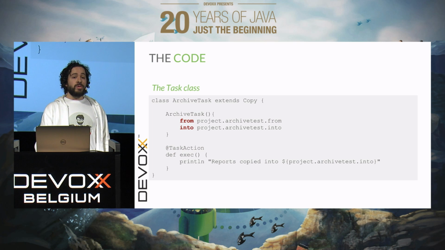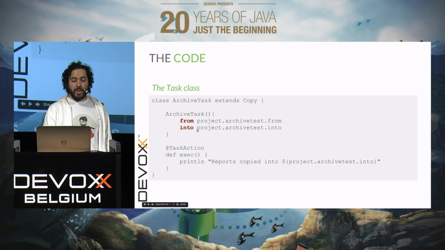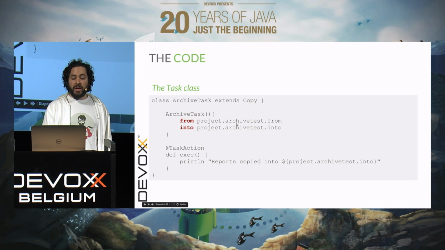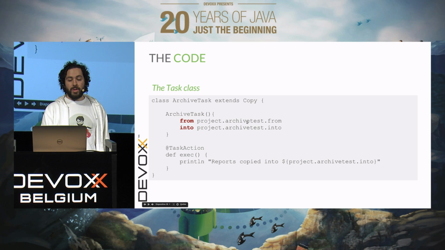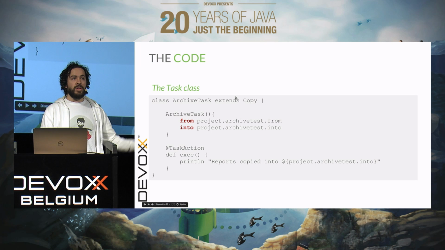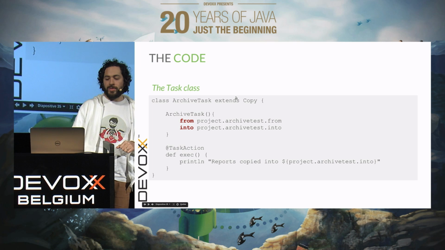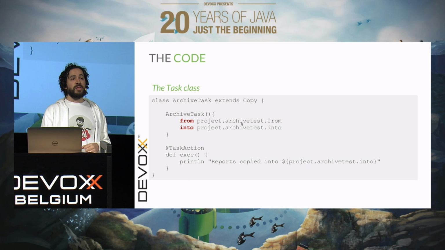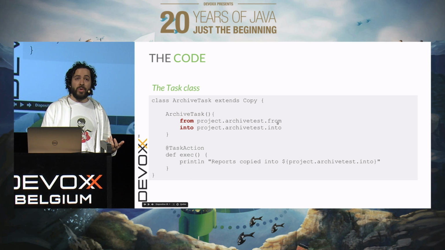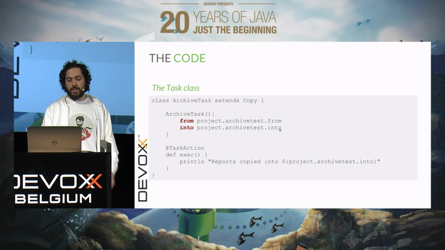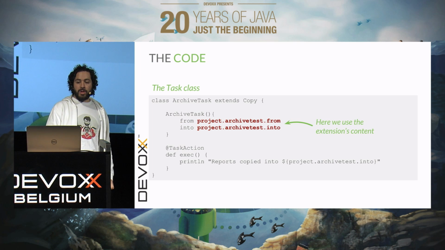What you have here also in the constructor of the task is that we are setting from and into, like we've done already, using the archive test extension. So we get the project because we are on a task, so everything is done upstairs using the mother classes. So on the project, we reach the archive test extension and we get the from property and the into property for the from and into properties of our task. Okay? So we continue.